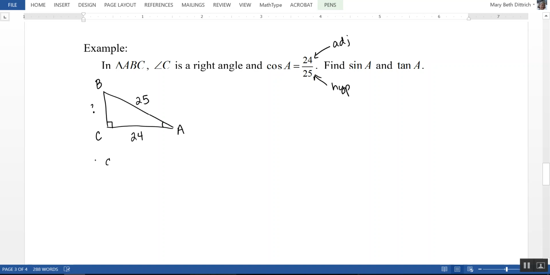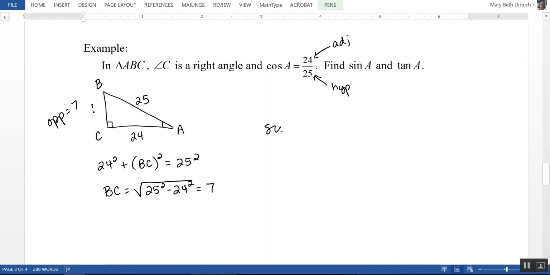So the length of BC is equal to, let's do it this way. Let's do 24 squared plus BC squared is equal to 25 squared. I'm going to skip a few steps here. So BC is equal to the square root of 25 squared minus 24 squared, or BC is 7. So that means now that my opposite side is going to be 7 units long.